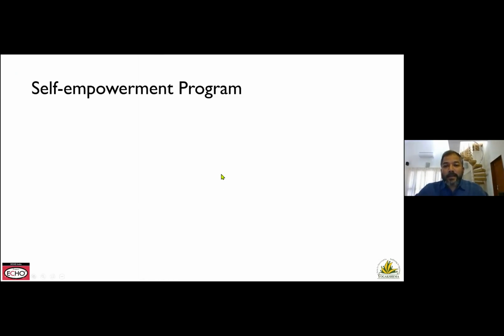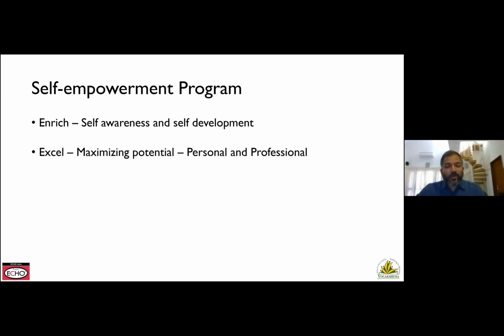So if you recall, we started the self-empowerment program, which is the whole umbrella program, and we broke it into 3 parts. The first part was what is called enrich. Enrich was really to raise self-awareness and work on specific areas of self-development. The second was saying, okay, if I've raised my level of self-awareness and got myself doing a certain amount of self-development, how do I truly excel and bring out the full potential and thrive in whatever I am doing, which is about maximizing my potential, both personal as well as professional.